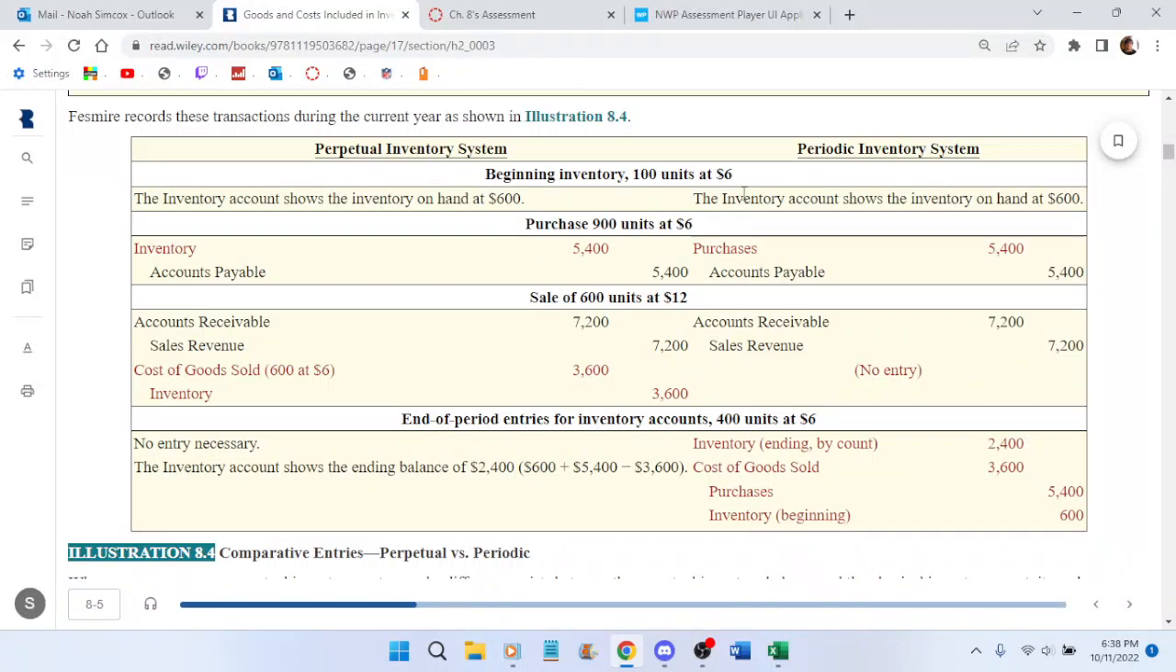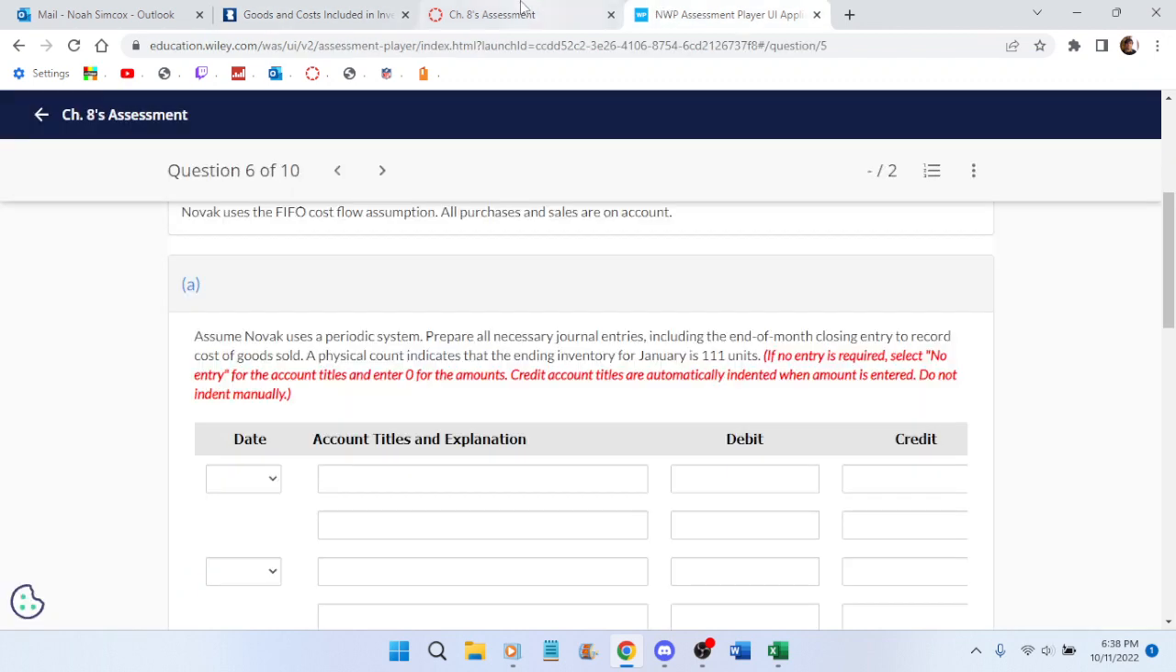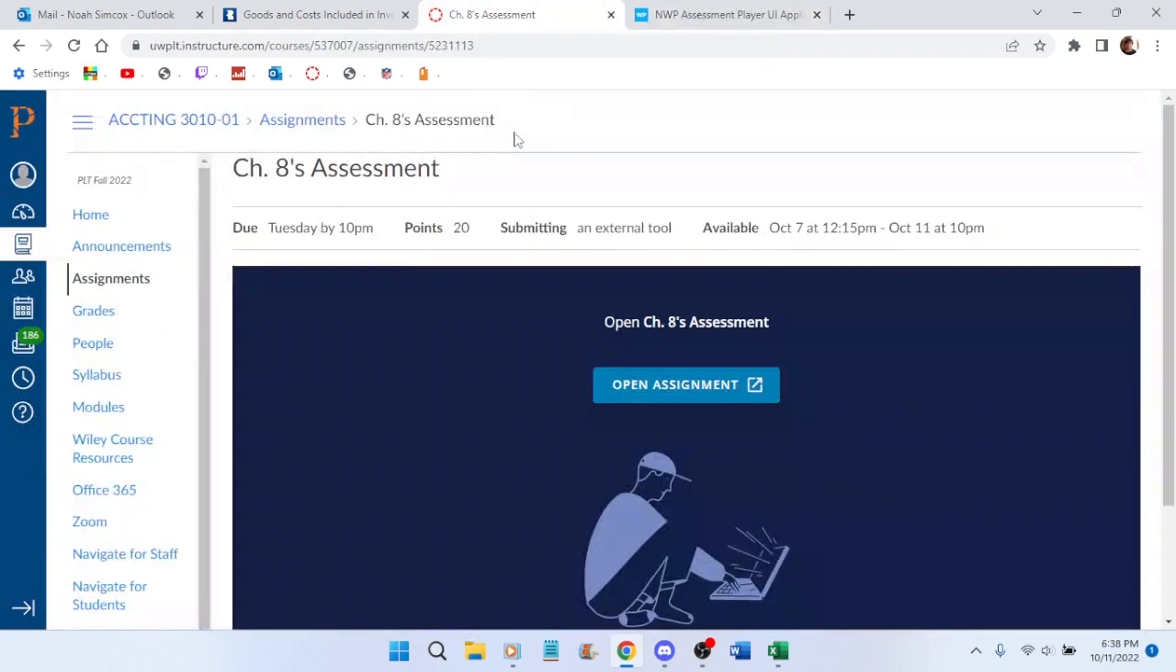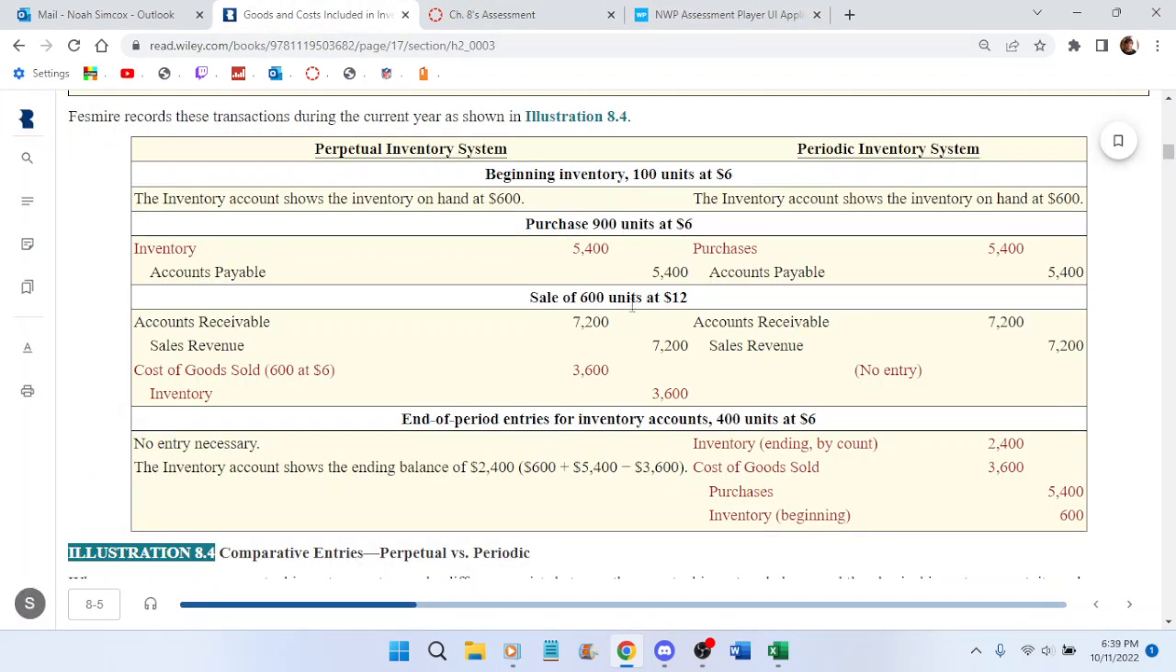So inventory amount, they don't care. You don't need a journal entry. You only need a journal entry when you have a purchase. They sold first, they didn't purchase first. So whenever you make a sale, what do you do? You do accounts receivable, sales revenue, and no entry for this stuff. So for periodic, you do not do this entry. You only do accounts receivable, sales revenue, and that's it.